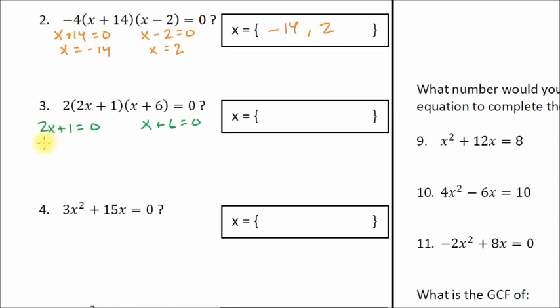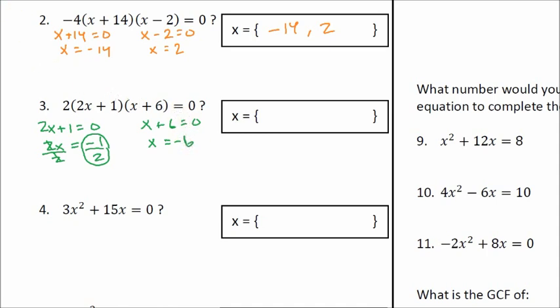We got to subtract 1 from both sides to move the 1 to the other side. And then we're going to divide both sides by 2. The 2's can be canceled because 2 over 2 is 1. And we end up with x equals negative 1/2. And then this one, just an easy one. You subtract 6 from both sides. You get x equals negative 6.